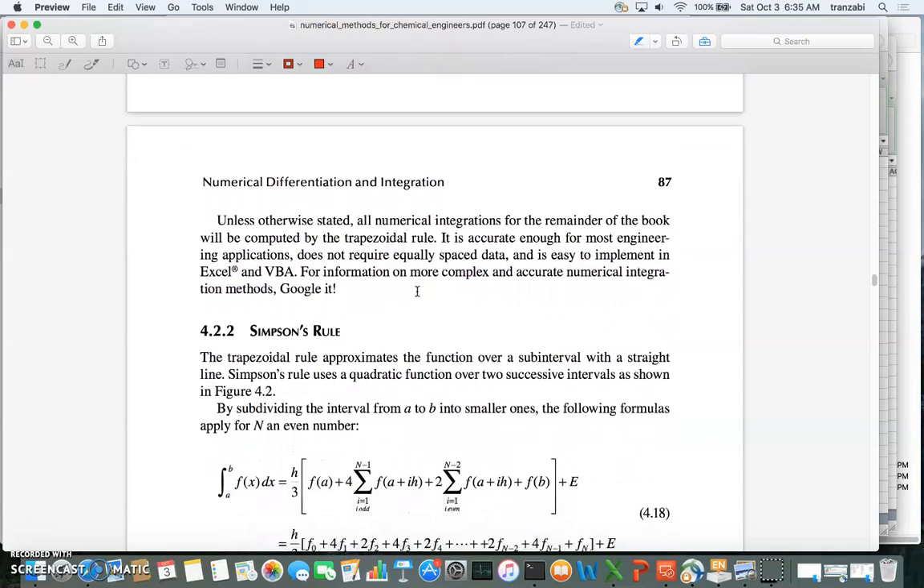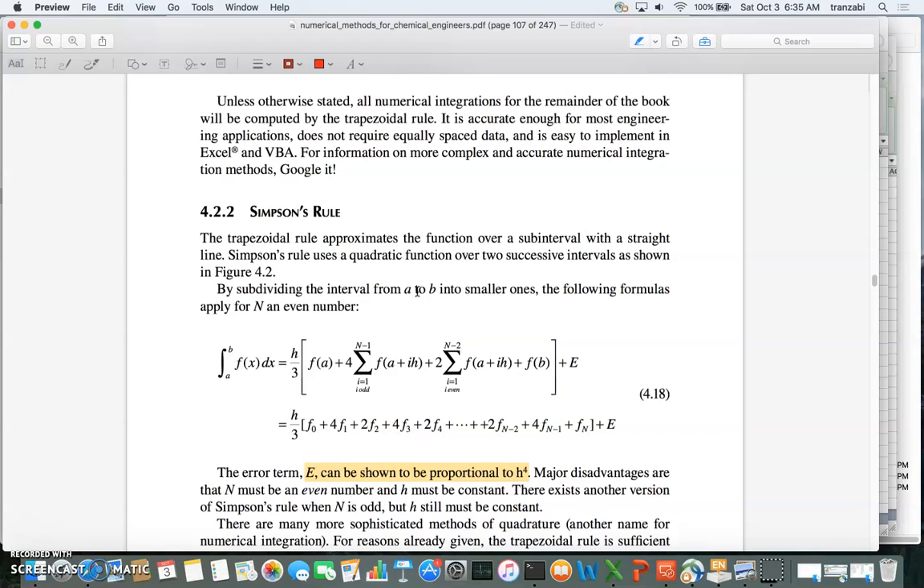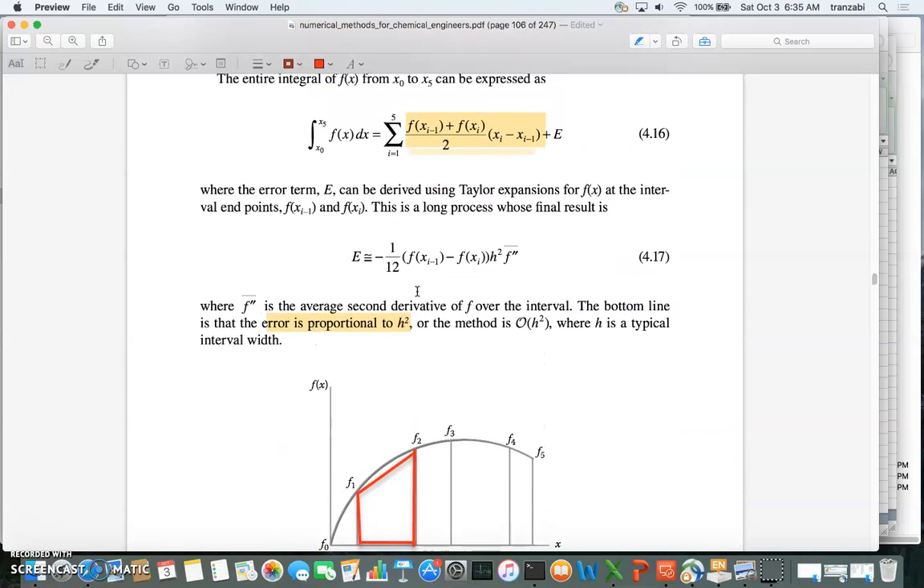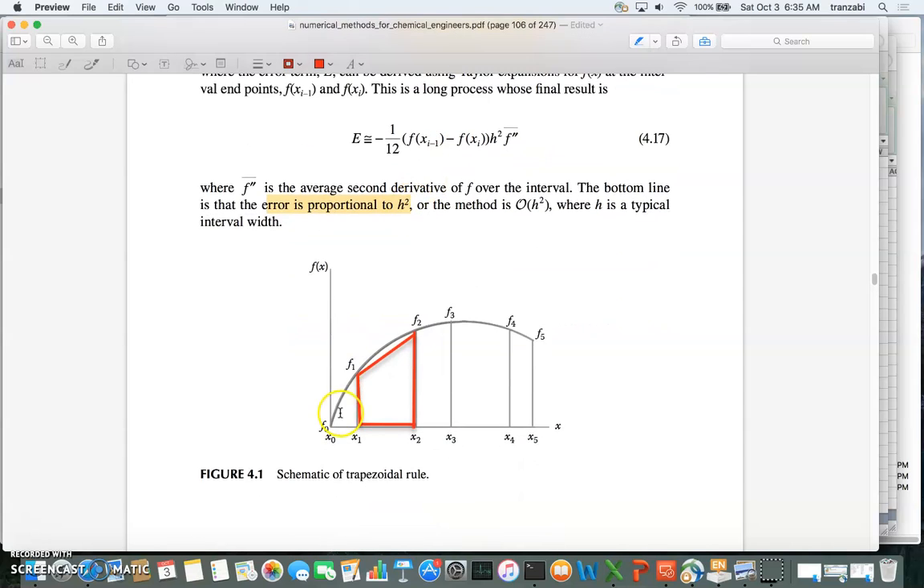Okay, another way to calculate the integral is Simpson's rule. Now Simpson's rule is a little bit different. If you look at the trapezoidal rule, we basically add up all these heights and then divide them by 2. For the first interval it is f0 plus f1 divided by 2. For the next interval, we have f1 plus f2 divided by 2. For the next interval, we have f2 plus f3 divided by 2, and so forth.